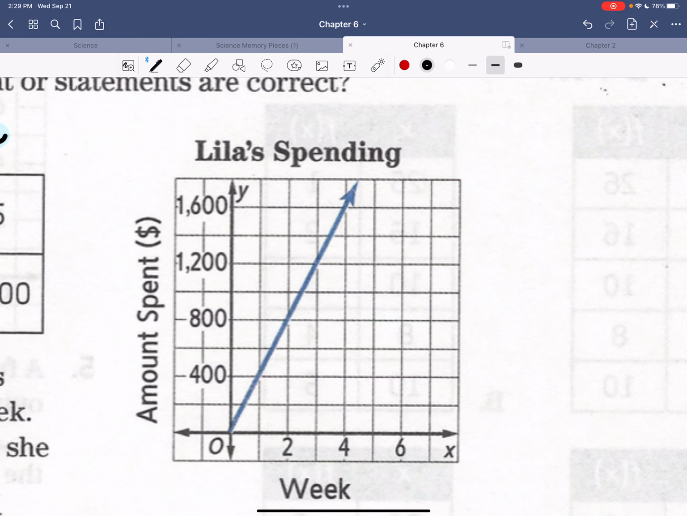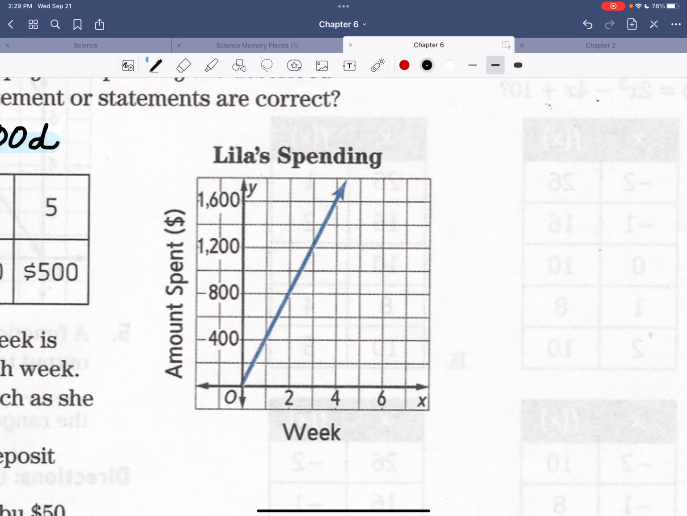Her spending is $400 for 1 week. Whoa. This is tricky. Let's go ahead and then I'll tell you why. This is 1 week, $400. 2 weeks, $800. 3 weeks, $1,200.